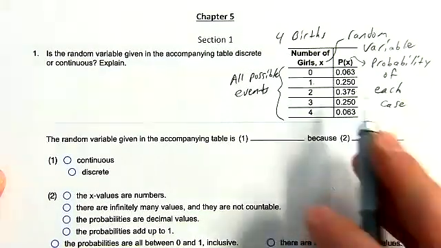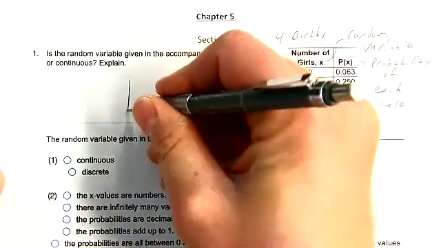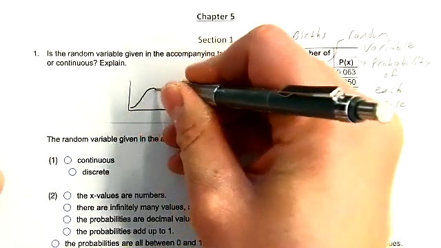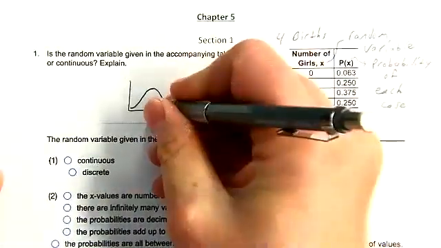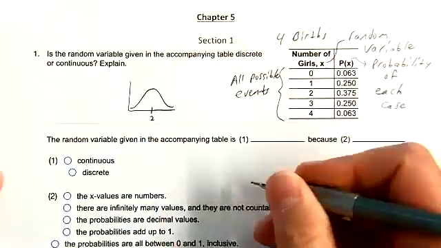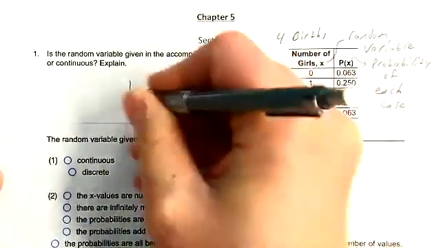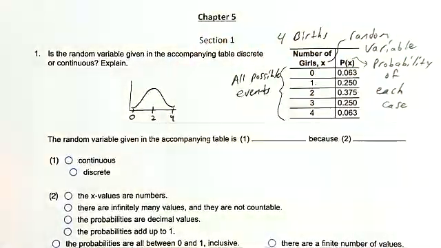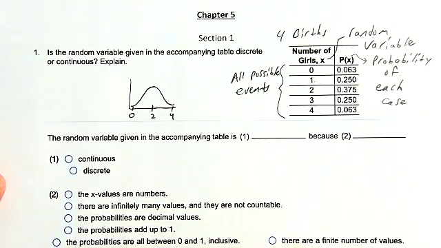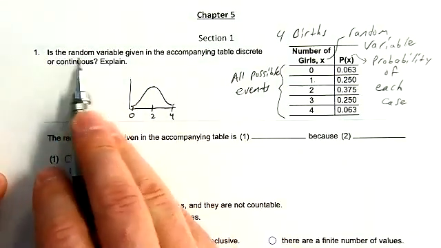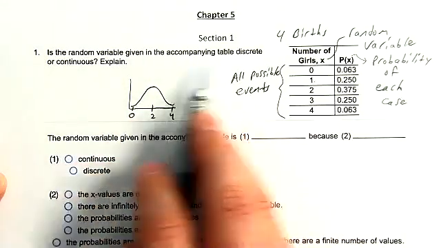In fact, if you were to plot these probabilities, it would look something like this. It would look like a standard normal curve, where your expected number of girls is 2, and then 4 and 0 are the least likely. Okay, now that's a lot of information. We don't actually need all that to answer this question. This question is: is the random variable given in the accompanying table discrete or continuous?